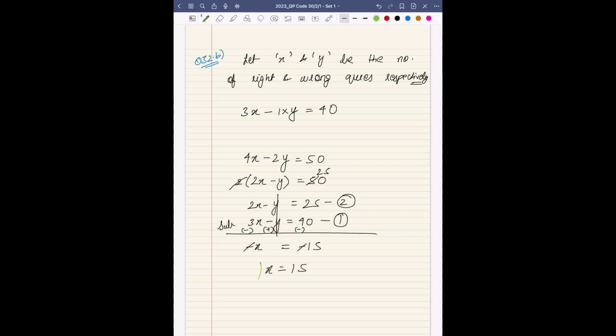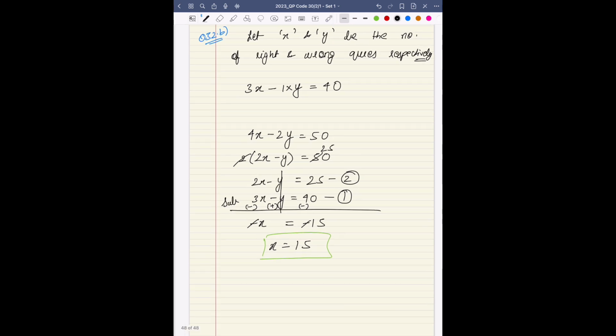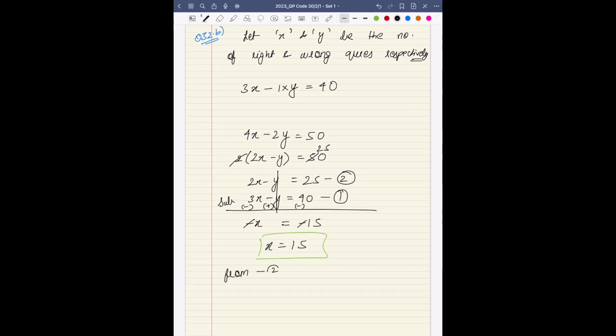Tara answered 15 questions correct, right? So 3 into 15. So she could have scored 45, but she scored 40, meaning from equation 2, 2 into 15 minus y is equal to 25, or 30 minus 25 is equal to y. Pretty obvious that the incorrect questions were 5. That's why it came down from 45 to 40. This is your answer. Easy questions for 5 marks.